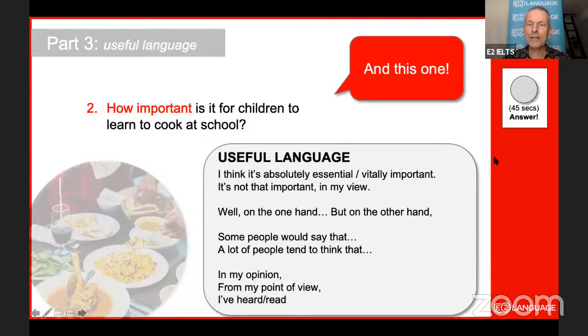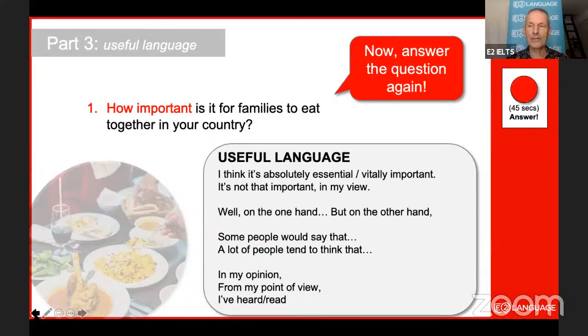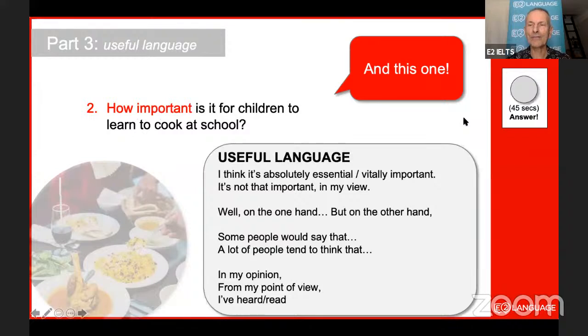Here's another one. Let's have a look at this useful language just for briefly. This one, how important is for children to learn to cook at school? Asking your opinion again. Just have a look at the language. All right. Oh no, what we're going to do, you're going to do it. All right, sorry. Here we go. Let's go back. Right. So let's answer this one again. Sorry. Are you ready? So how important is it for children to learn to cook at school?